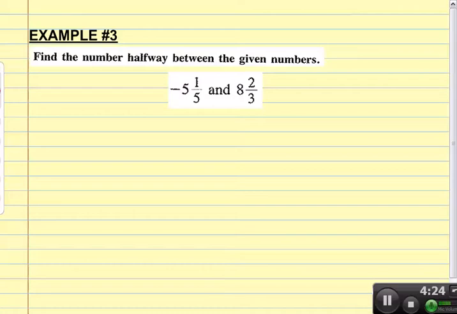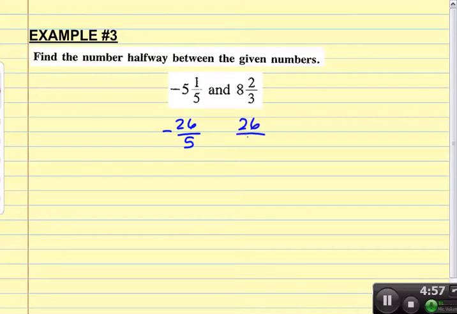Find the number halfway between the given numbers. Now we have to work with these fractions. So we are not going to change them to decimals because you can already see that's going to be a repeating decimal, and I don't want to mess with that. Halfway between them. Well, let's change this one first to an improper fraction. That's going to be 5 times 5 is 25, and 1 is 26. So negative 26 over 5. 3 times 8 is 24, and 2 is 26 over 3.